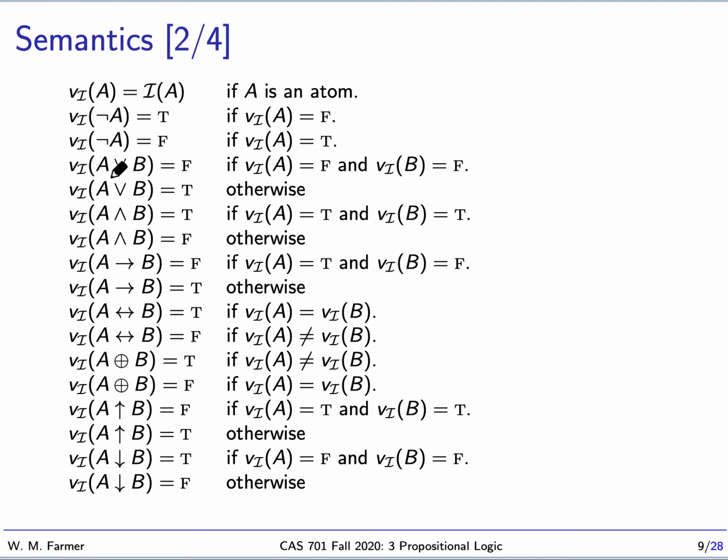And we can go on. Let's do one more. The value of A or B will be false if the value of A is false and the value of B is false. Otherwise, the value of A or B is true. So this defines all the rules for all the connectives, and using these rules, if we have an interpretation, we can determine the value of any propositional formula.